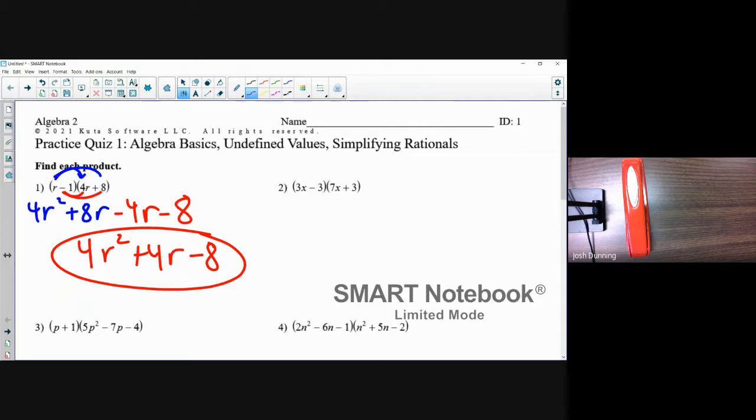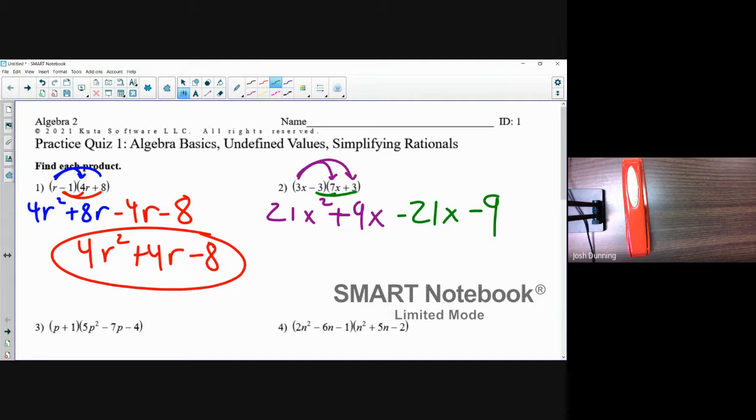Number 2, same idea. We got 3 times 7, 21. But we also have that x times x there, so that's x squared. Then we go to the other 3 times 3, so that'll be 9x. Now we'll do the minus 3, so 3 times 7 again, minus 21x, and then minus 9.